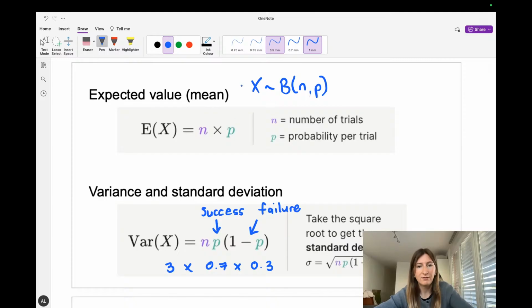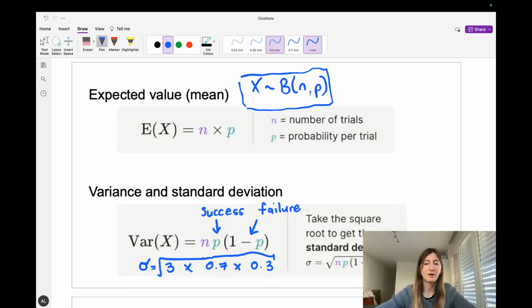So when we have this information, we have everything we need to find expected value and variance. And if you're trying to find the standard deviation, all you need to do is square root that answer. So what we have here, to get the standard deviation, we just need to square root that value. And there we have standard deviation from that formula. So just remember those. All right.